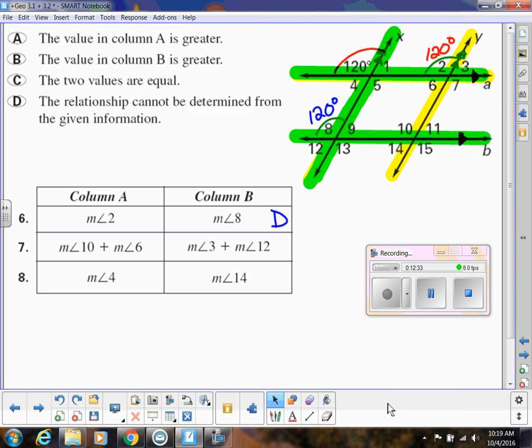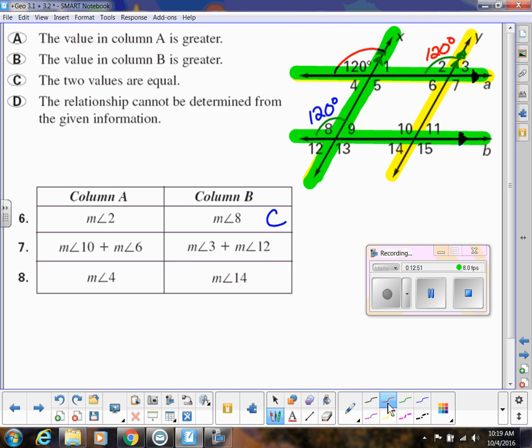So now I can go back and change. That totally changes my answer, doesn't it? So now I can say those two values are equal because now I have that 120 to help bridge the gap there. So we're going to say C on that one. All right. Sorry for that, me overlooking that.